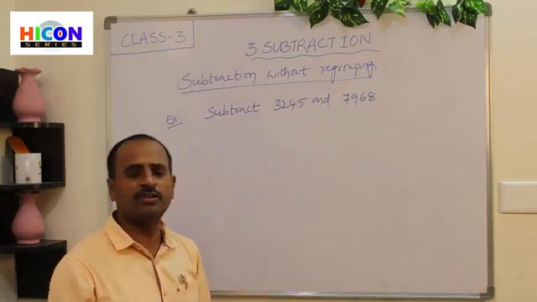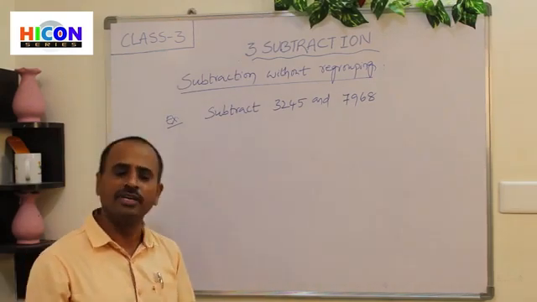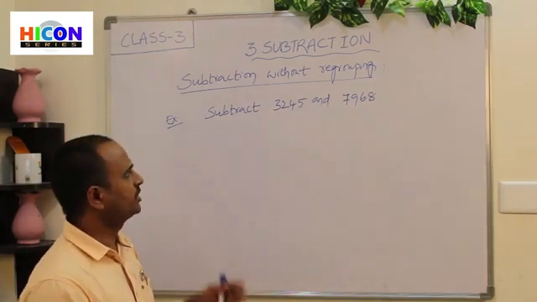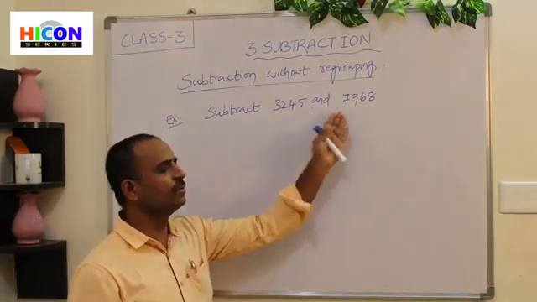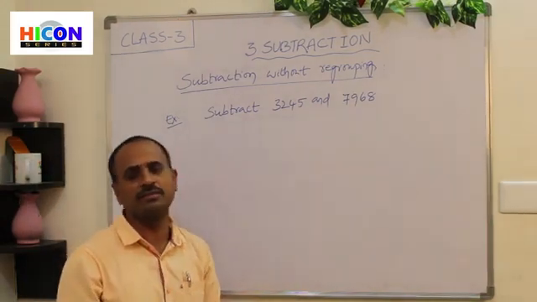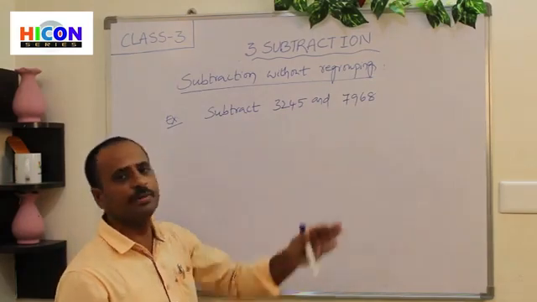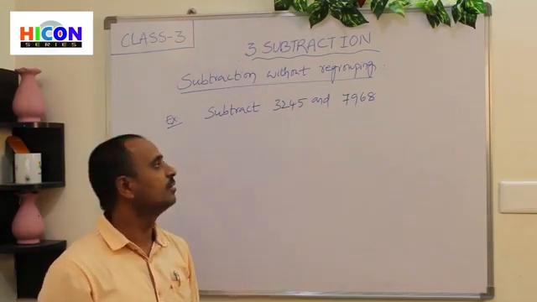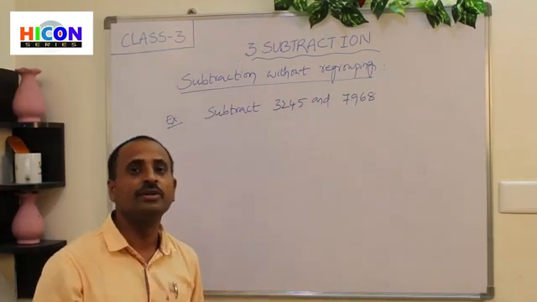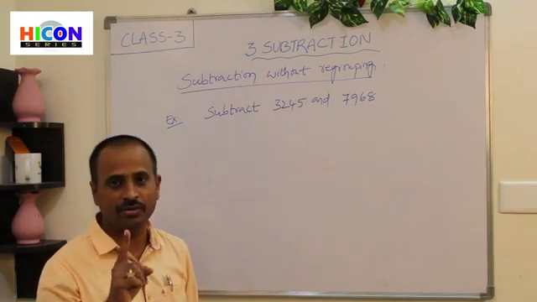So the subtraction will be the same as in that of 3-digit numbers. First we have to write these two numbers one below the other. While writing one below the other, we have to write the greater number first.